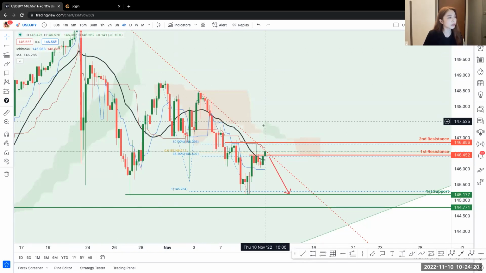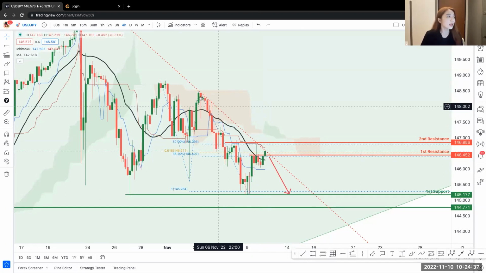So if we are looking at this 21-day moving average, we should be more conservative of our actions towards USD JPY. Like I said, personally, I would have waited till this candle is done or finished before we proceed with any form of trading.